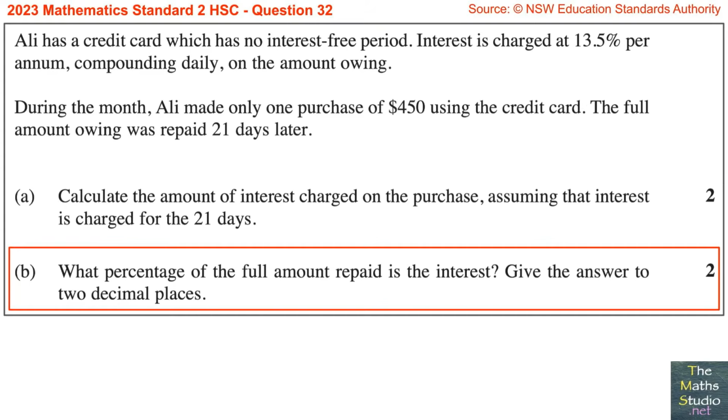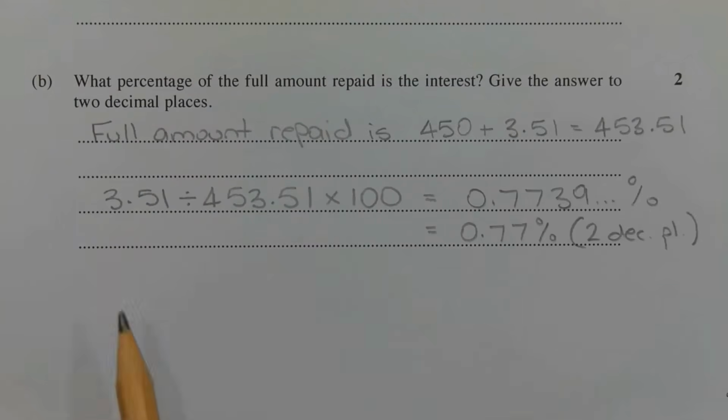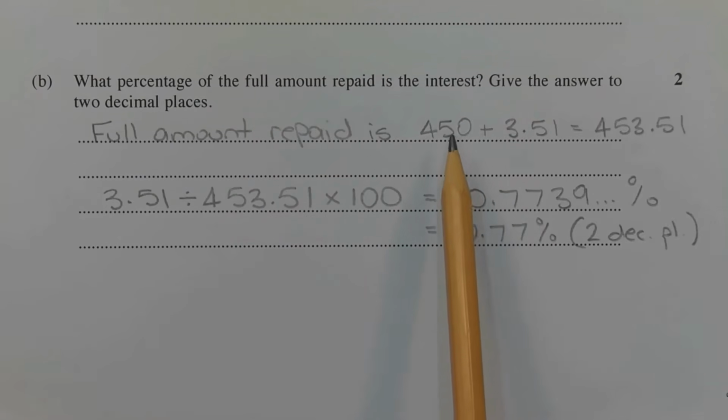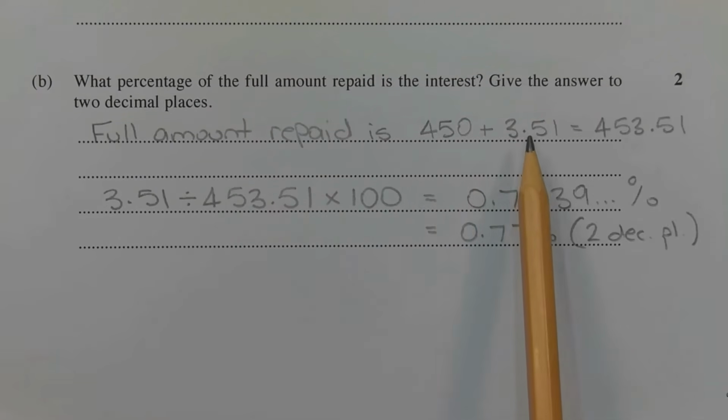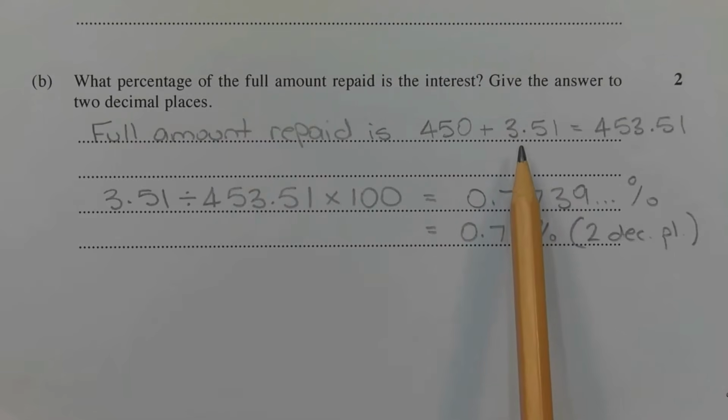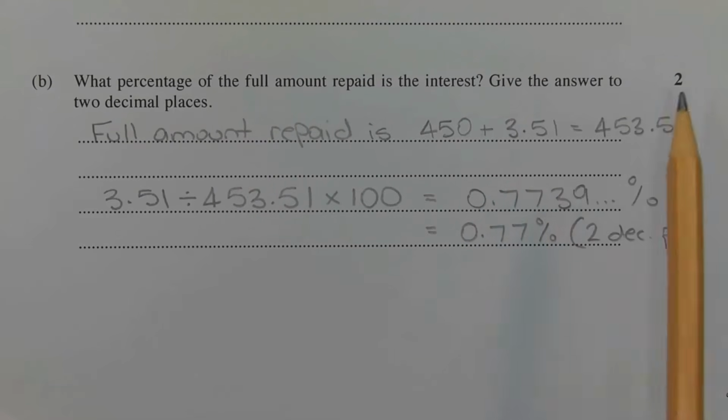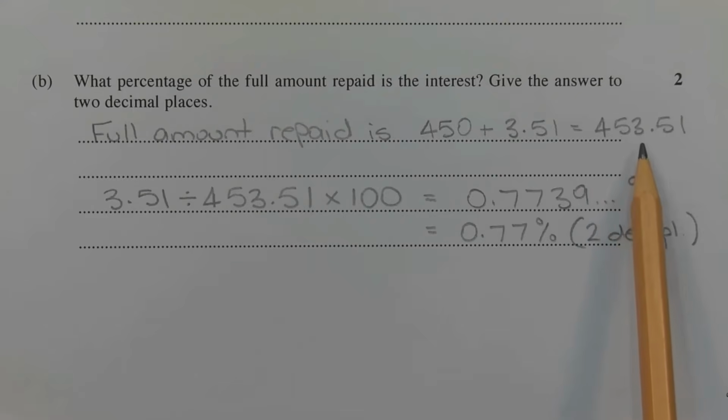Part B. What percentage of the full amount repaid is the interest? Give the answer to 2 decimal places. The full amount repaid is $450, so that's the purchase price, plus the interest charged, which we worked out in Part A, of $3.51, and that gives us $453.51 in total to be repaid.